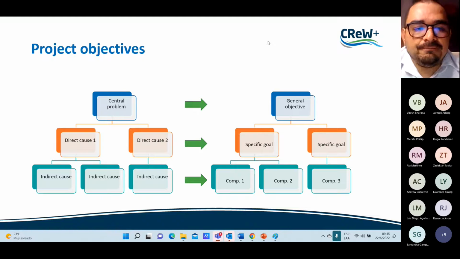Remember our problem tree? There was a central problem, direct cause 1, direct cause 2, and indirect causes. So we transform the problem tree into the objective tree. The central problem becomes the general objective, direct cause 1 and direct cause 2 become specific goal 1 and specific goal 2, and the indirect causes become the components. These are going to be used later in the logical framework matrix.